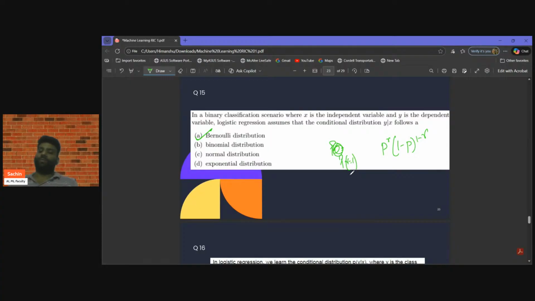For the probability of failure, the other class, R would be 0. So P to the power 0 gives me 1, and I'll be having 1 minus P. Makes sense. That is the Bernoulli distribution and that's how we write it. The conditional distribution follows a Bernoulli distribution, because I have only two outputs that I'm looking for every time.